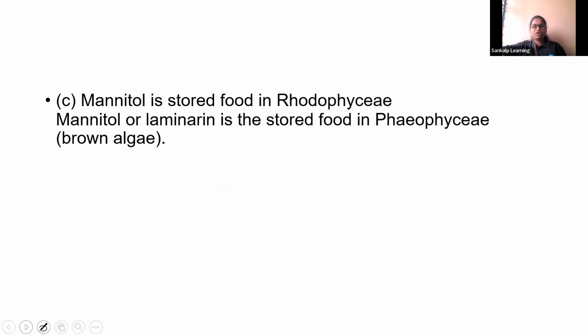Mannitol is stored food in Rhodophyceae. Mannitol or laminarin is the stored food in Phaeophyceae, not in Rhodophyceae, the red algae. So mannitol or laminarin is in Phaeophyceae, not in Rhodophyceae.